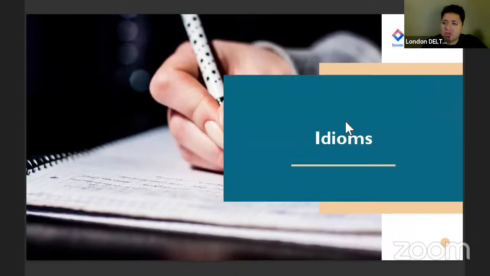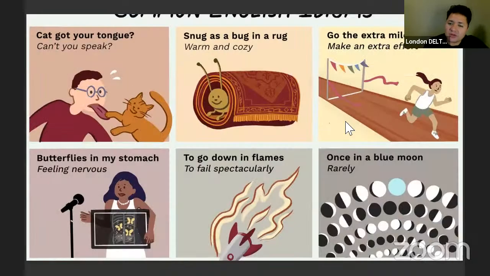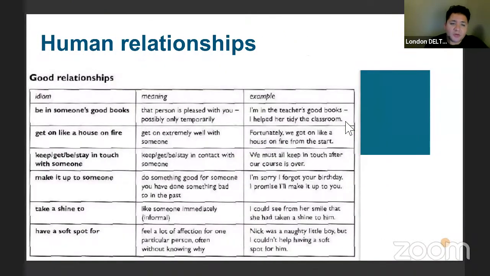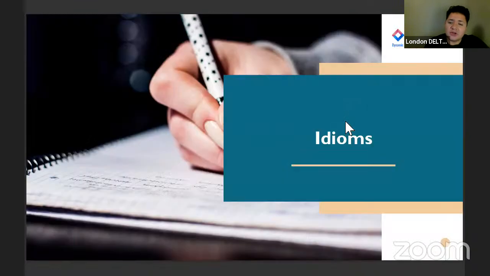What other topic do we need to check? Well, we have the topic that is idioms and collocations. What is the meaning of idioms? Do you have any idea what idioms mean?